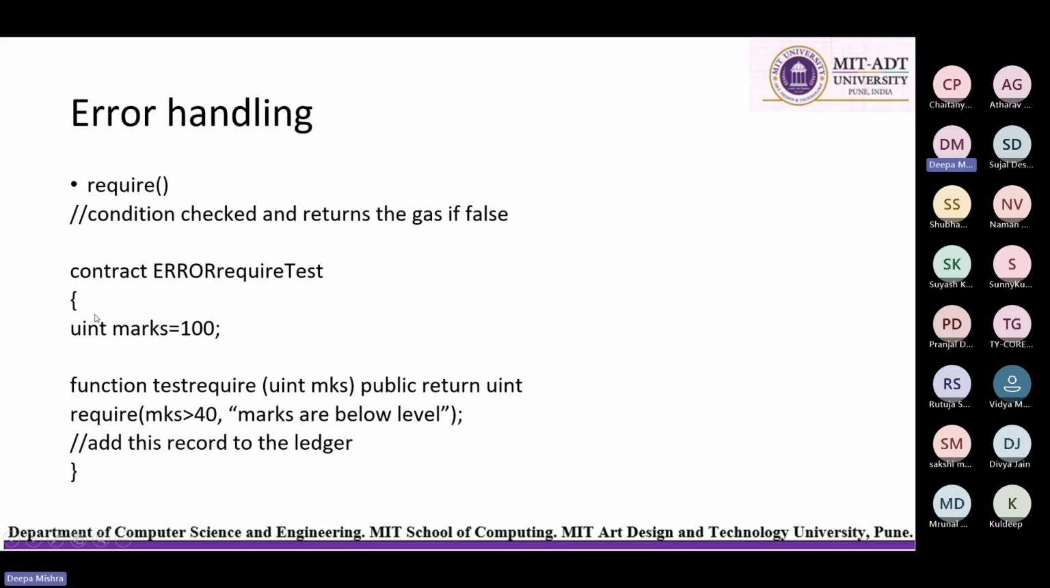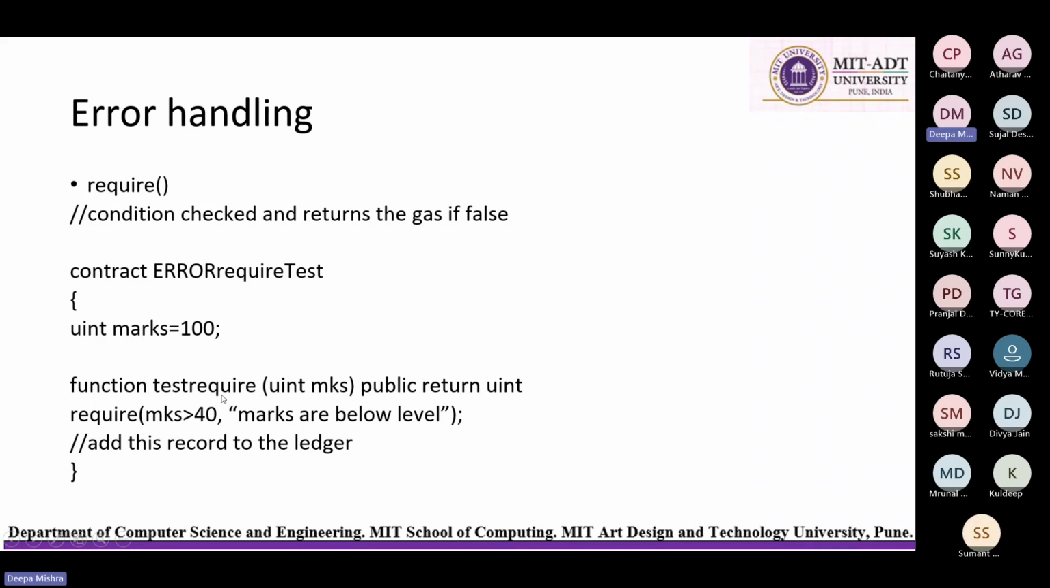Let's look at a very small code example just to understand the syntax and functionality of require. I have written a contract require test in which I have initialized a variable marks to 100. Then I'm writing a function test require to which I'm passing an argument marks. This MKS would be the user input and I'm returning uint. The condition I'm putting here is require, the Boolean condition that we have seen in the syntax. The Boolean condition is that the mark should be greater than 40.